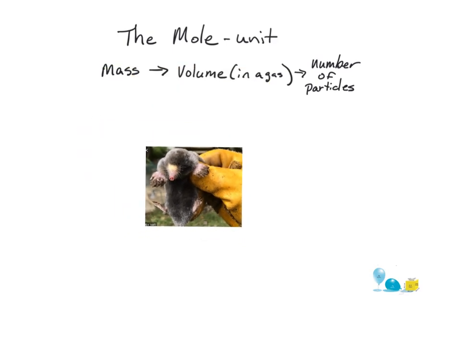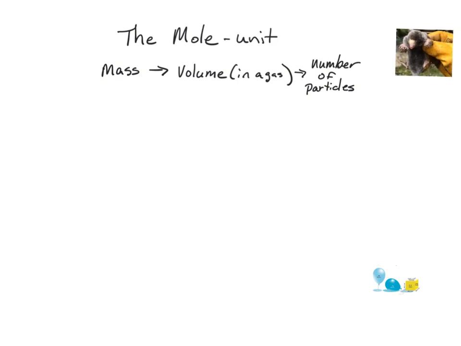The mole we're talking about is a unit. We're going to abbreviate the mole as just a small letter M-O-L, and that's going to stand for mole. Now, the person that first discovered the relationship between mass, volume, and number of particles, his last name was Avogadro. And he was an early scientist, and he experimented with gases.